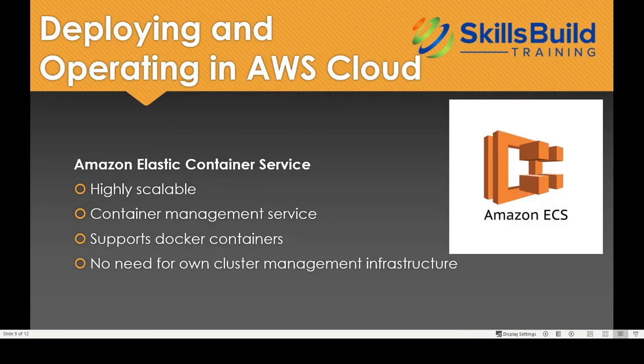Now, the last AWS service that we will talk about in this lesson is Amazon Elastic Container Service, or ECS. Amazon Elastic Container Service is a highly scalable, high-performance container management service that supports Docker containers and allows you to easily run applications on a managed cluster of Amazon EC2 instances. Amazon ECS eliminates the need for you to install, operate, and scale your own cluster management infrastructure.